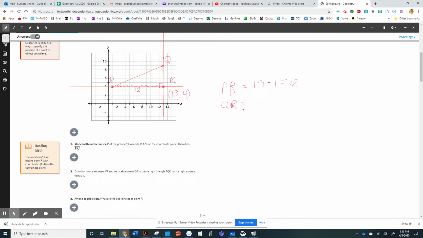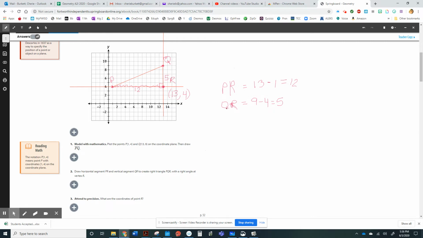To find the length of QR, you take the top point, which is 9, and you subtract the bottom value, which is 4, and 9 minus 4 is 5. So we find out that QR is 5 units long. Well, we could also count 1, 2, 3, 4, 5.